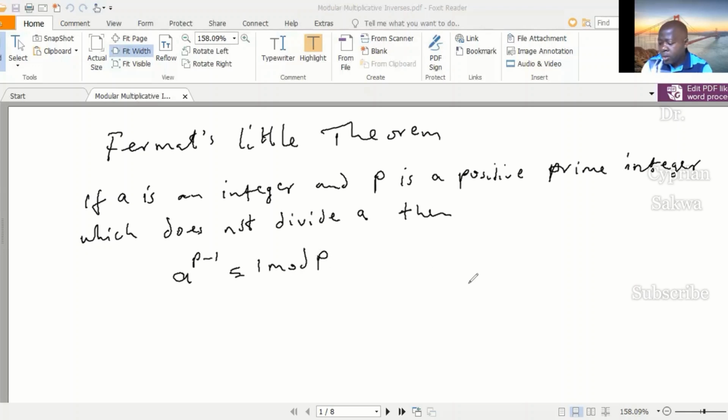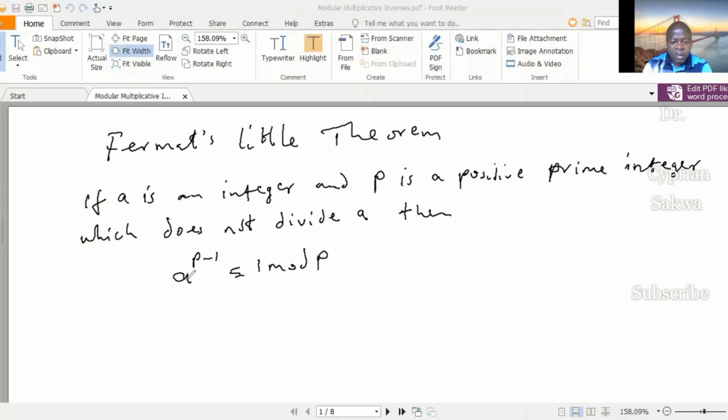There are very many conditions here that are very important. The first condition is that P must be a positive prime number, and that this P should not divide A. If this condition is met, then A raised to P minus 1 will be congruent to 1 mod P. These are the important parts of Fermat's theorem. That's what it states.